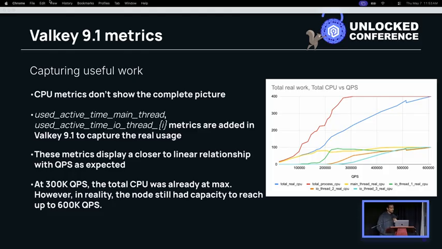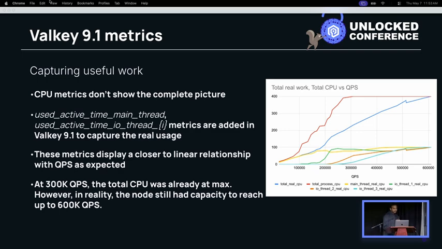We reran the experiment, and what we found was that, as you see the blue line in this chart, it is more close to the linear relationship that we were expecting. And the blue line here is basically the sum of active time of individual threads doing real work.